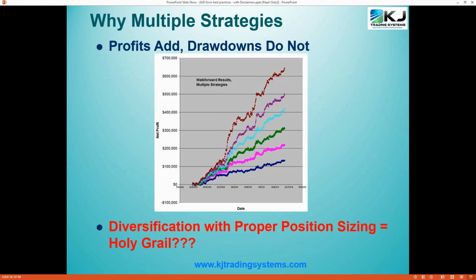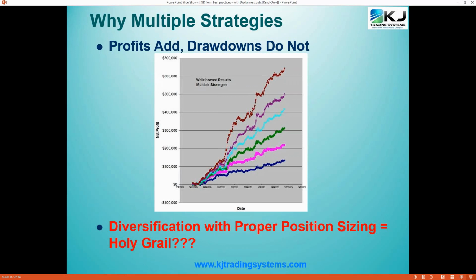So you do that over and over again, and you get multiple strategies. I mentioned that diversification was a big key. You might say, well, why? Well, if the systems are not correlated, the profits of the systems add, but the drawdowns don't. Drawdowns will happen at different times for different types of strategies in different markets. And that's important to realize.